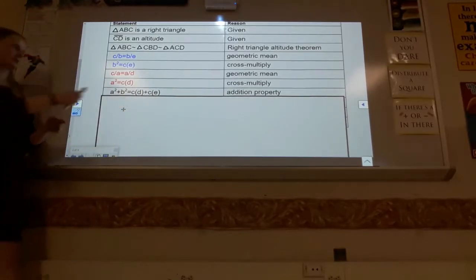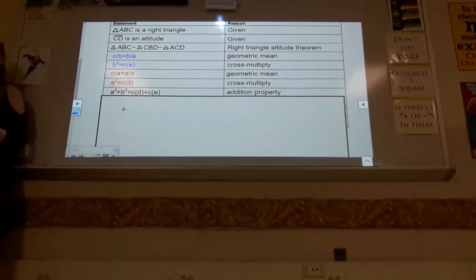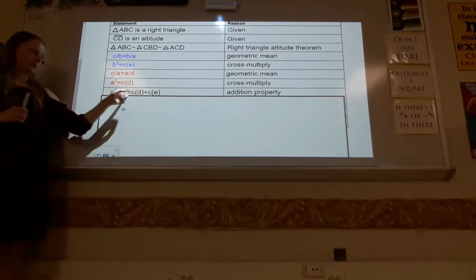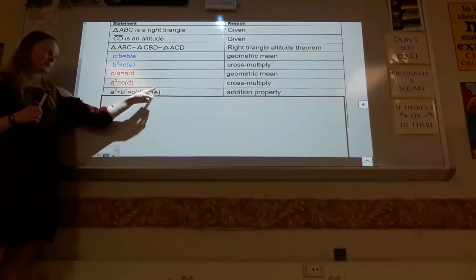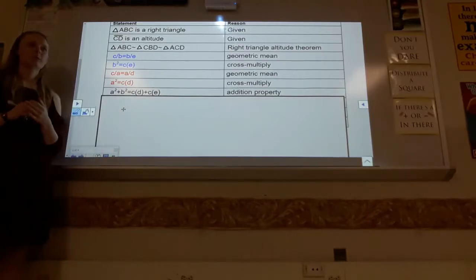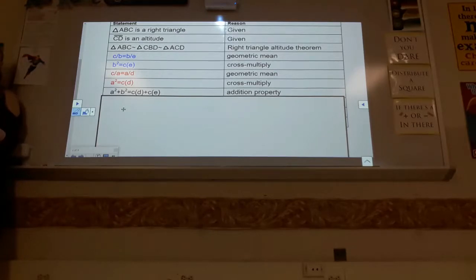So how can I get this somehow to turn into c squared? What algebraic properties can I use? This is no longer geometry, this is algebra. How can I manipulate this? What's something I could do with this? I have c times d plus c times e. Common what? It's called a GCF, greatest common factor. I'm going to be factoring.